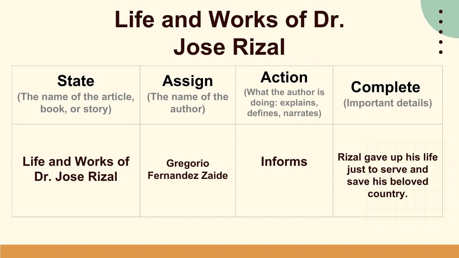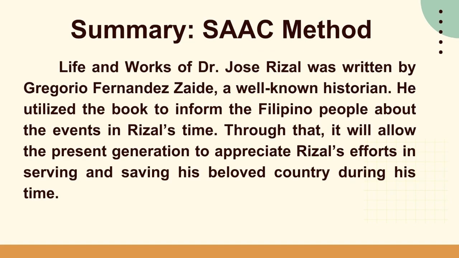Again, when you are going to use the SAAC method when summarizing, the first thing that you have to locate is the name of the article, book, or story. The second one is the assign, or the name of the author. Third is the action, or what the author is doing: explains, defines, or narrates. And the last one is the complete, or the important details. No? And if you put it into text, can everybody please read?